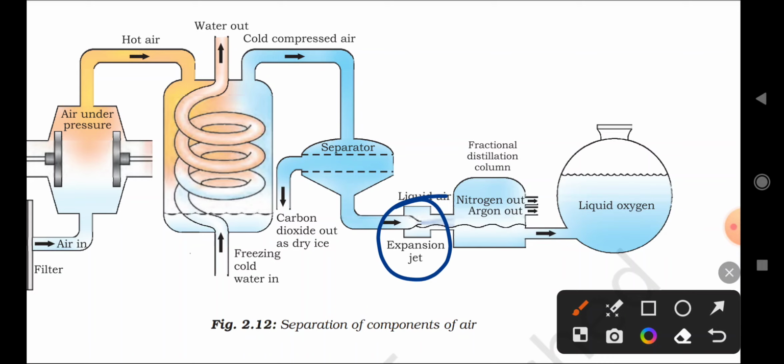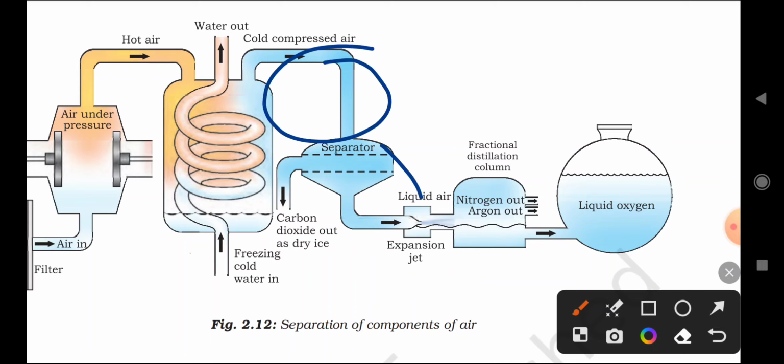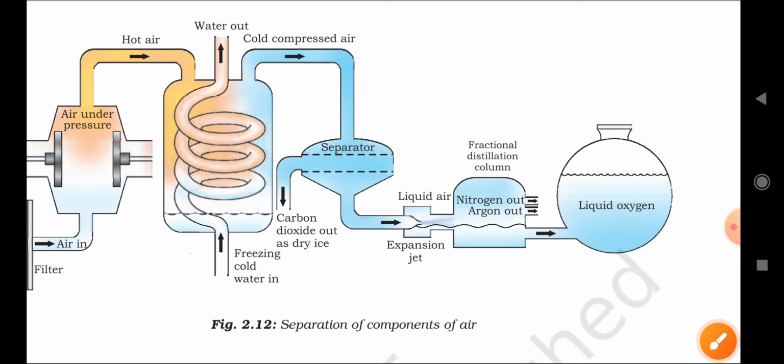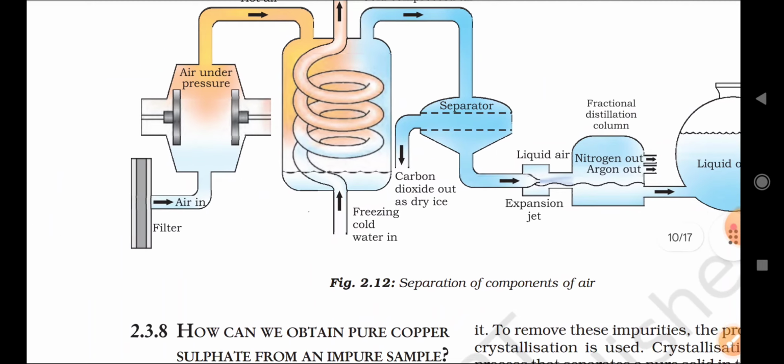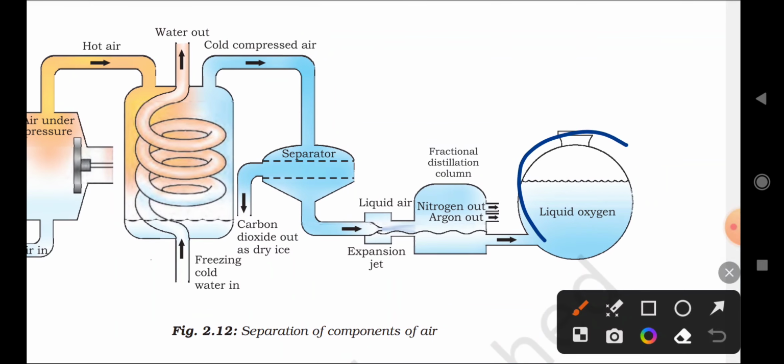After that, the cooled compressed air is passing through the expansion jet. It will now be converted into liquid air. In the expansion jet, the air is converted into liquid air. In the liquid air, nitrogen is separated and argon is also separated in the fractional distillation column, and after that the remaining gas is our liquid oxygen.